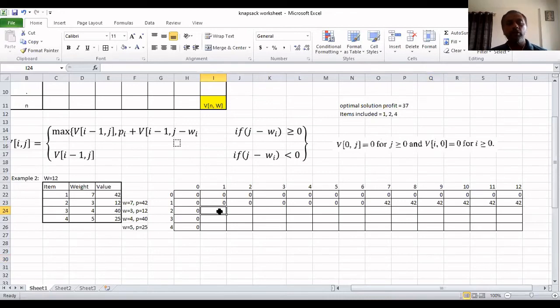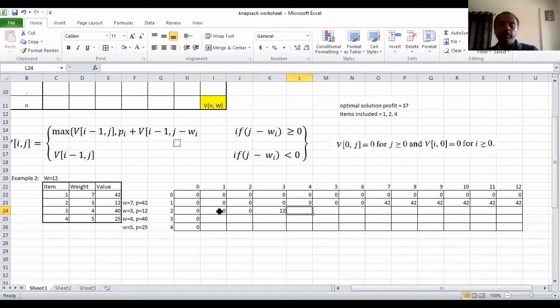Similarly, can we complete the second row? What is the value of V of 2, 1? 0. Very nice, because we can't accommodate the item. How about V of 2, 2? That one also 0, because we can't accommodate. How about the third one? Can we accommodate? Yes, 12. We can accommodate only that item, so the profit becomes 12. How about the next one? 40.